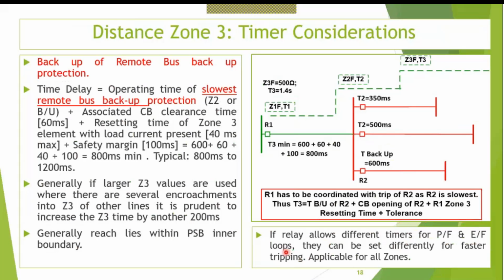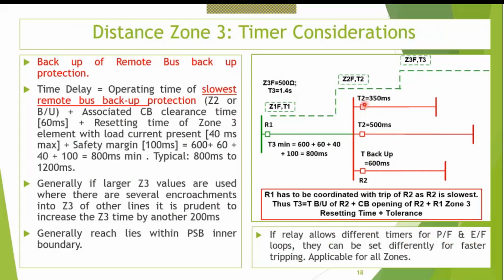And now come to the zone 3 timing. Zone 3 is the backup. Zone 3 is the backup of remote bus backup. Zone 3 timing is not set with the further bus timing. It is not. It is set with the remote bus only. But zone 2 was backup of primary protection of remote bus. Zone 3 is backup of backup protection of remote bus.